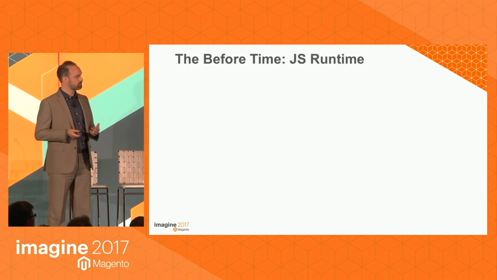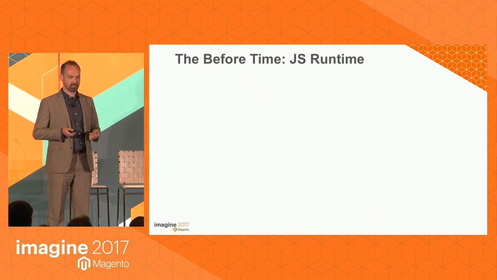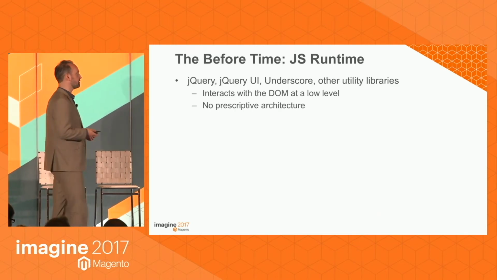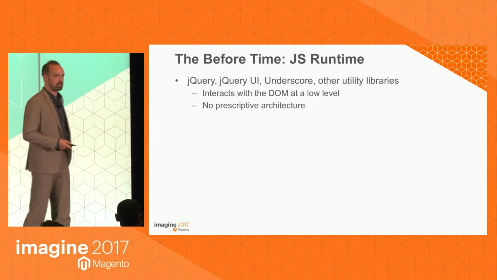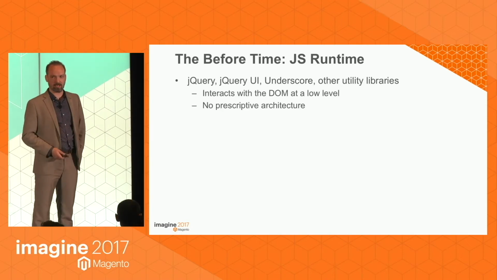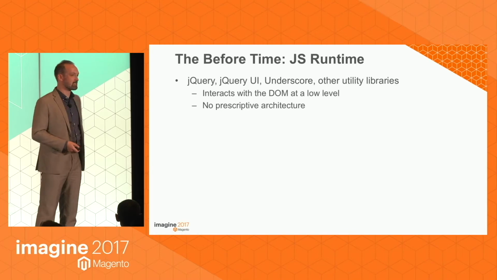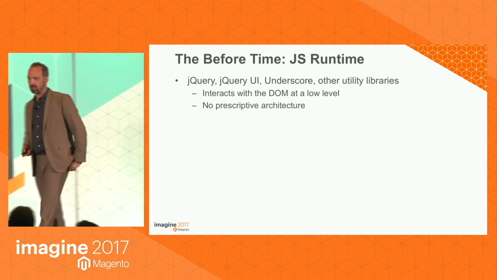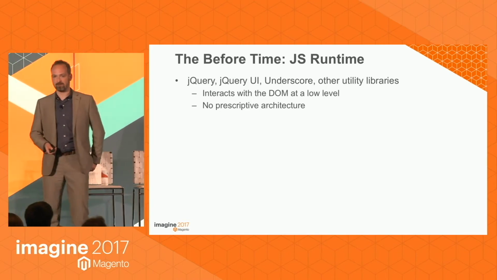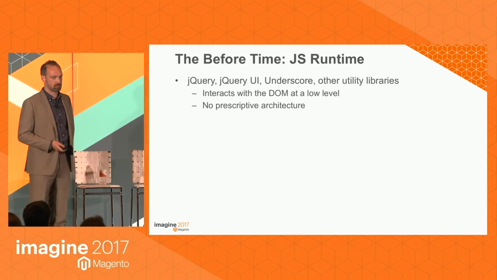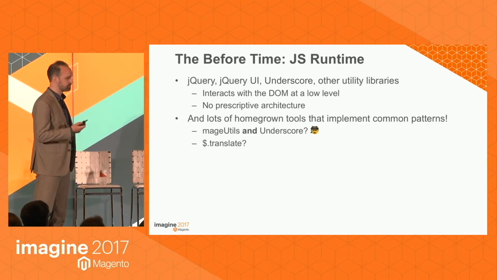So the JavaScript runtime itself in a situation like this is kind of the old favorites: jQuery and jQuery UI, some utility libraries. You might see different strategies obtaining across different modules, because there isn't really a prescriptive architecture. It's just, you get a DOM node, you do some stuff to it, you attach some events, maybe someone puts it in a modal and screws it all up, and you stay late.